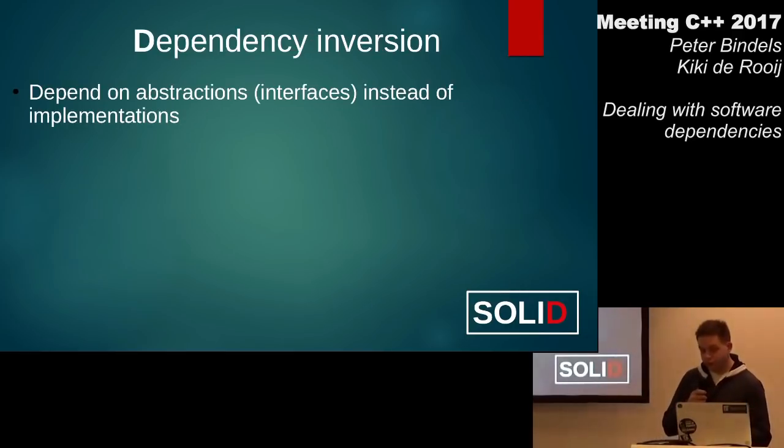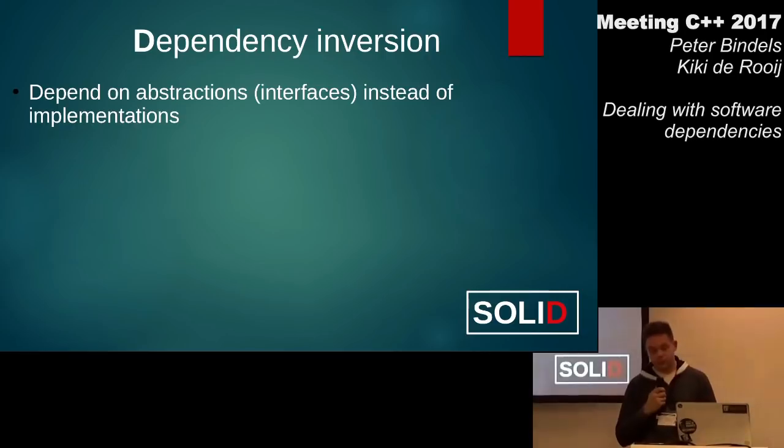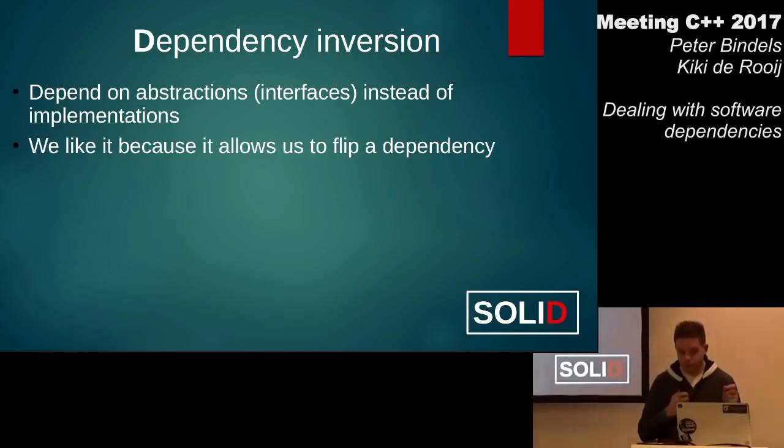The third principle is dependency inversion. And dependency inversion is a very powerful tool. It's basically making things depend on abstractions as interfaces instead of on an implementation. And we don't necessarily care about that for dependencies, but we use it because we can flip a dependency.